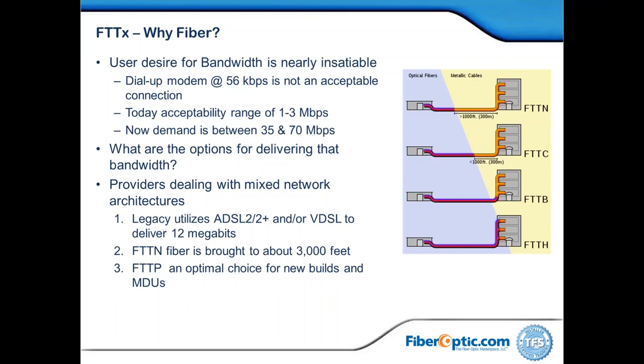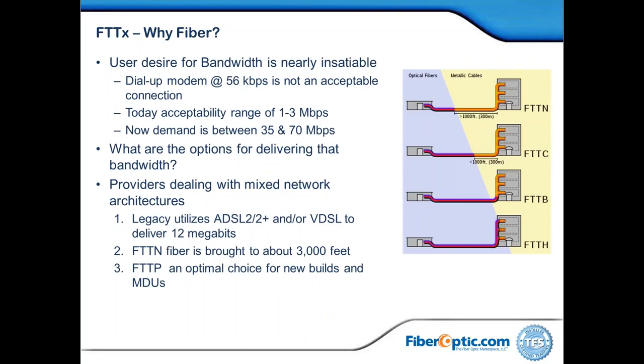And if you think back to the dial-up modems, which, you know, there are still areas of the country that may be using, normally 56K just isn't good anymore. But today's acceptability goes anywhere from 1 to 3 megabits, and if you want, usually for some little extra money, you can get between 35 and 70 megabits per second to your home or more. As I said, it may cost you a little bit.